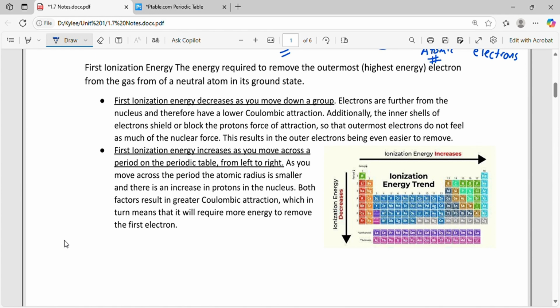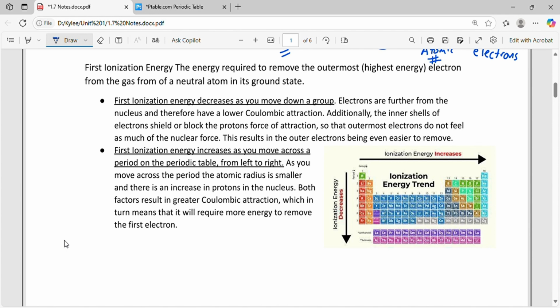So electrons in francium are at a great distance from the nucleus. So it's going to be easier to remove an electron from francium because it's far away, compared to lithium, whose electrons are much closer to the nucleus. For a period, and a period in chemistry is what we call our rows across, for a period, ionization energy tends to increase.